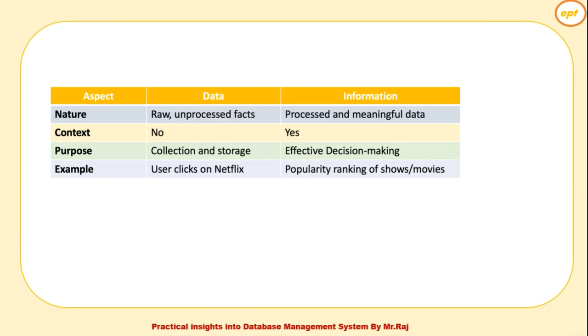What is an example of data and information? Here we are talking about Netflix. User clicks on Netflix. If I say user clicks on Netflix, what does that mean? Netflix contains so many shows and so many things, but you are only talking about clicks. What does that mean? But if I say popularity ranking of the shows and movies, it has a meaning, right?